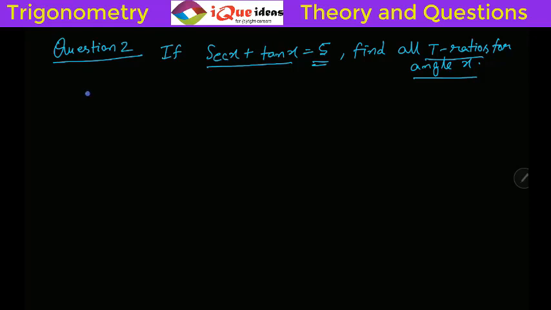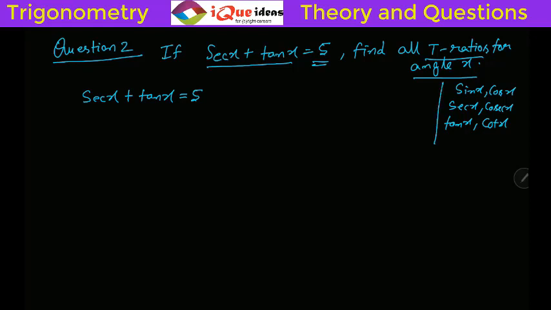Right, so it's given that sec x plus tan x is equal to 5. And we have to find all the trigonometric ratios. That means we have to find sin x, cos x, sec x, cosec x, tan x and cot x. Right? So what should we do? There is a square relation that we had done, as sec square x minus tan square x equal to 1.